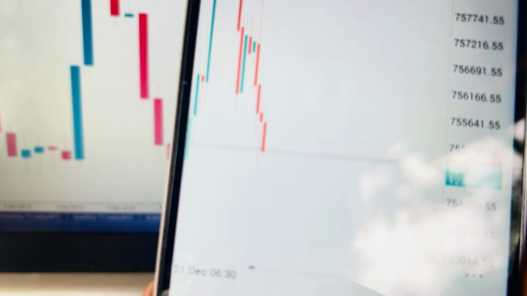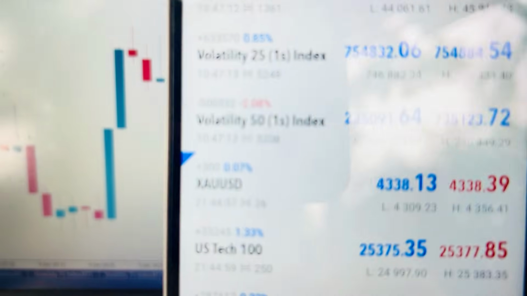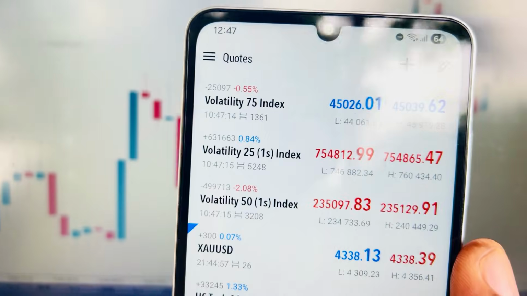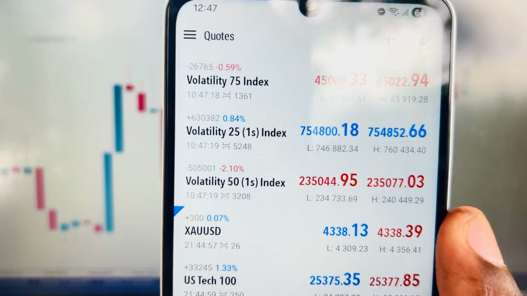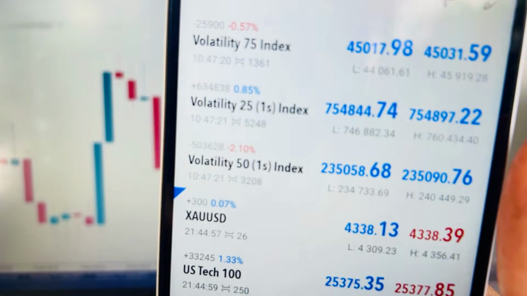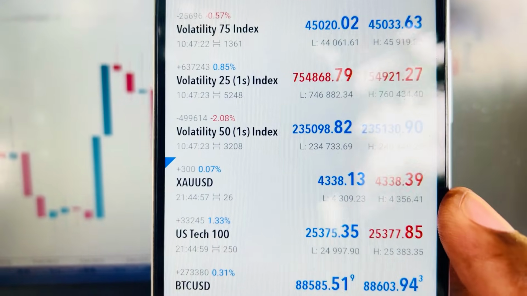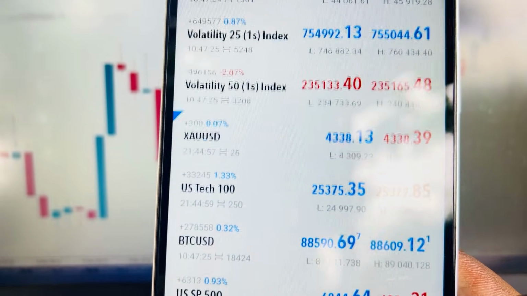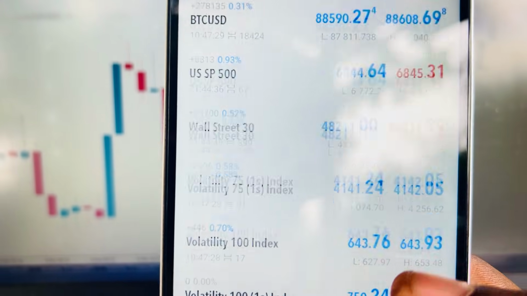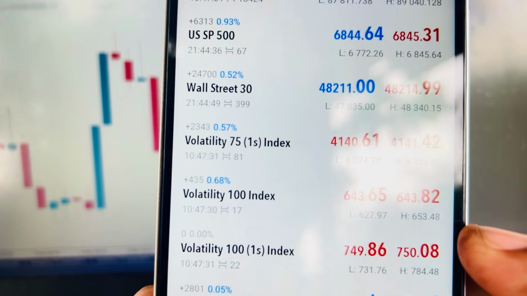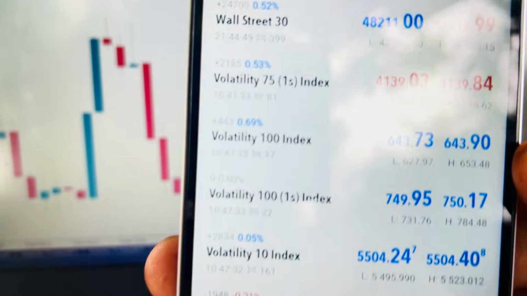Same thing with the iPhone. You'll go to codes, and in codes, what you're looking for, you have to add these assets: volatility 75, volatility 25 (1s), volatility 50 (1s). These assets are the same. And then you have gold, you have US Tech, which is a stock, and you have Bitcoin, you have US 500, you have volatility 75 (1s), volatility 100. These are the assets that I highly recommend.